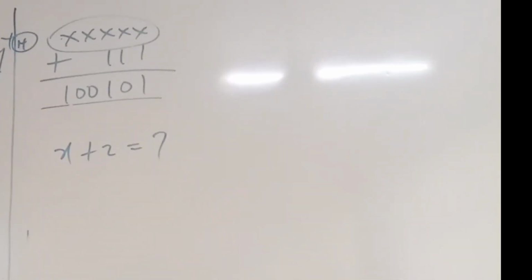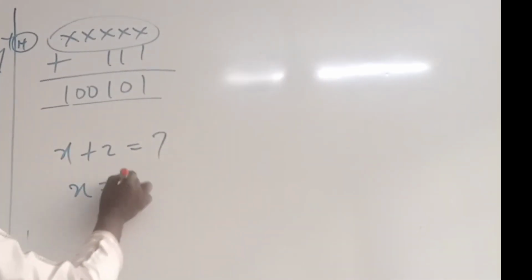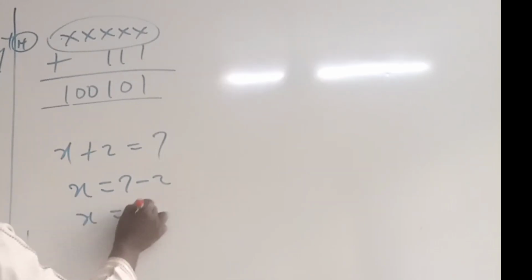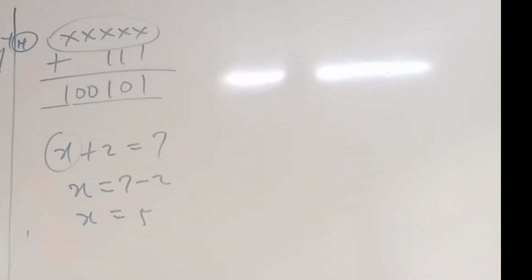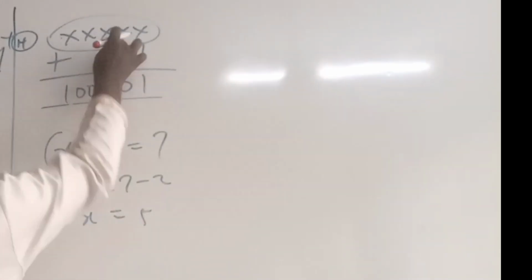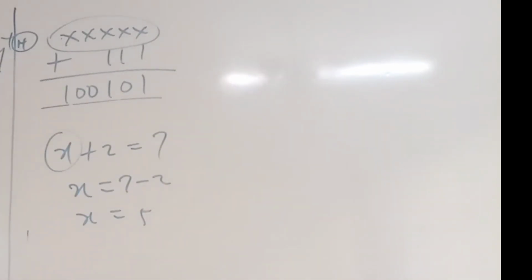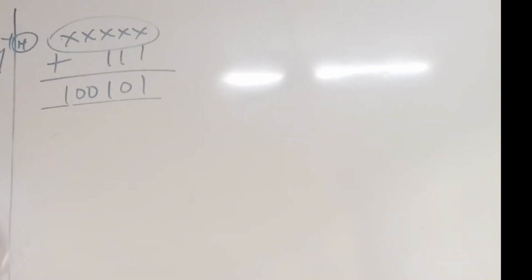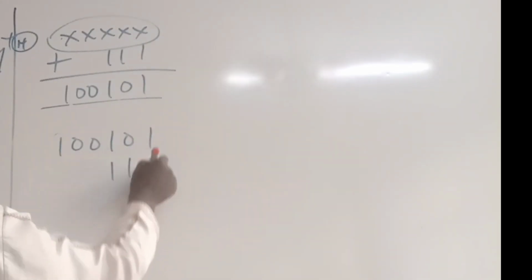Let's say this is x. We want to find x. That will be x equal to what? 7 minus 2. X equal to what? 5. You can see, we got that 5 back. So in that case, we are going to subtract these two to get our answer. So we had 10101 minus 111.